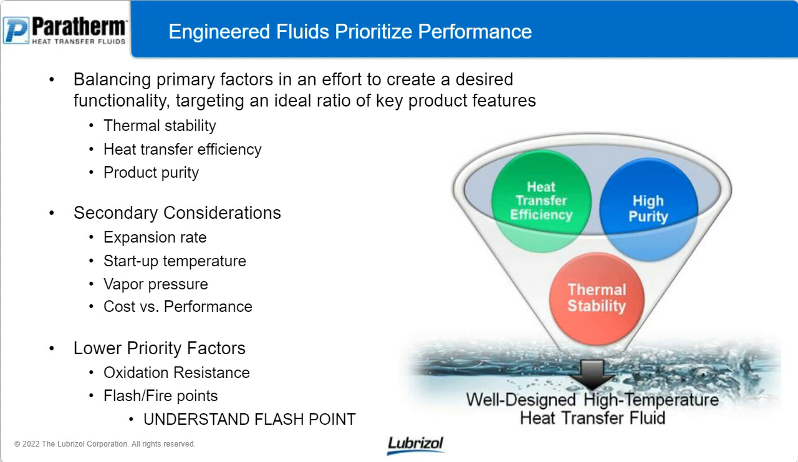Some lower priority factors are also usually advertised with these types of products, which you want to make sure you're not always putting ahead of any of the others. Not that they're not important, but you don't want to sacrifice any of the primary factors for any of these lower priority factors. Some of them being an overabundance of oxidation resistance. There is a fine line between where it's overkill and where it's useful. And then flash and fire points, understanding what flash point truly means and how it applies to these kinds of operations. When you're talking about a high temperature operation, sometimes flash point becomes a scary thing. We're going to dedicate one full slide to understanding the flash point and where the red flags associated with that are.